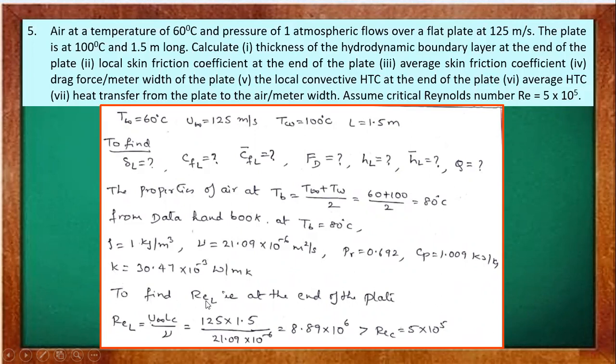First, we need to find out at the end of the plate whether the flow is laminar or turbulent. So we find the Reynolds number at the end of the plate. That is equal to U infinity into L divided by nu, which is 125 multiplied by the length of the plate, 1.5, divided by nu. That equals 8.89 into 10 power of 6. The Reynolds number at the end of the plate is more than the critical Reynolds number, 5 into 10 power of 5.